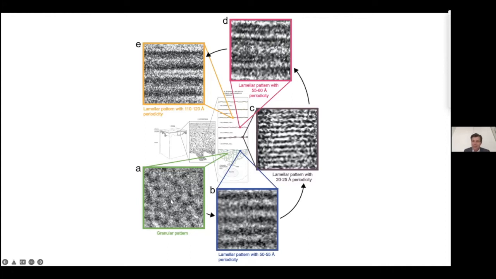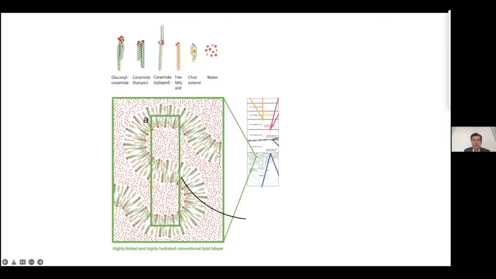So this granular pattern is, in reality, a highly folded bilayer like this that exists in a lot of water. So it's swimming in a lot of water, this highly folded bilayer. And it's composed not of ceramides, but glycosylceramides, which is a ceramide with a sugar group attached to the head. And then, of course, the free fatty acid and cholesterols in a 1:1:1 molar ratio.